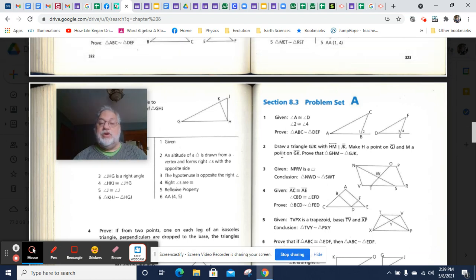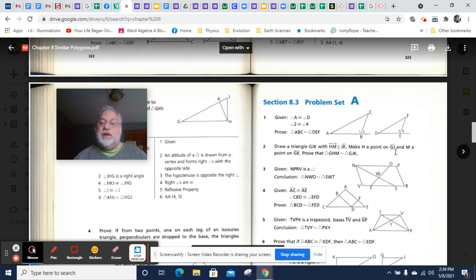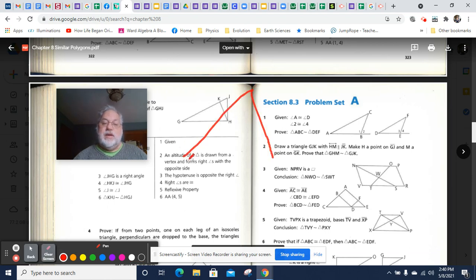And number 2, we want to draw a triangle, GJK, with HM being parallel to JK. So H is going to be a point on GJ, and M is going to be a point on GK. So what the heck does that all mean? Let's draw a triangle, and then we can see what all that means. I'm just going to call this G, J, K. Okay, I've drawn that.